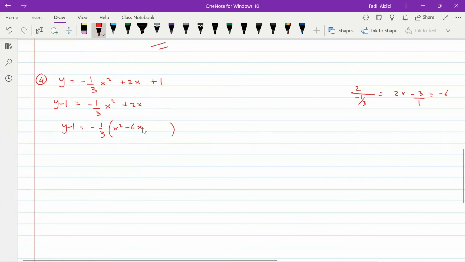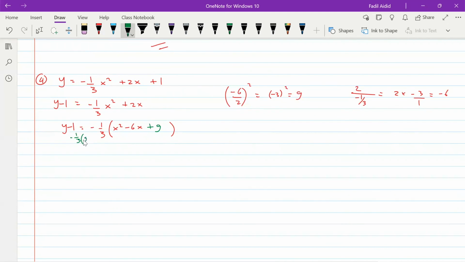So take half of the x term coefficient, minus 6 divided by 2, and then you square. So it's going to be minus 3 squared. So it's 9. So here you add 9. And then here on the left side, because the coefficient of x squared is negative 1 over 3, you add negative 1 over 3 times 9 on the left side. So it's going to be y minus 1 over 3 times 9 equals minus 1 over 3. This one becomes x. Here is minus 3 squared.